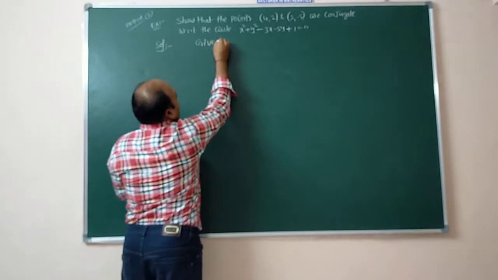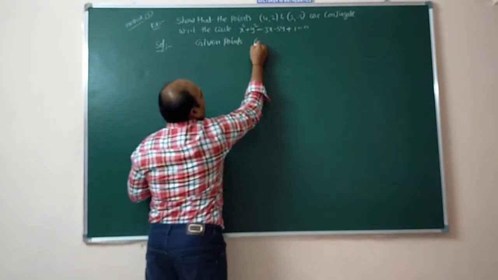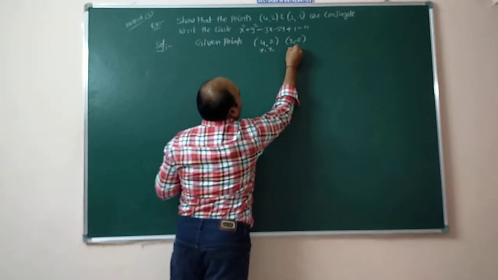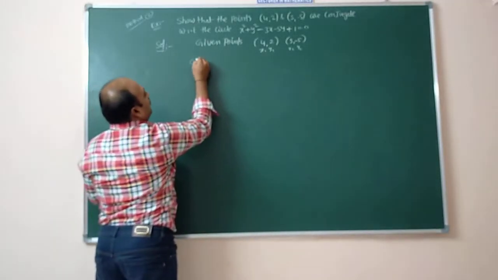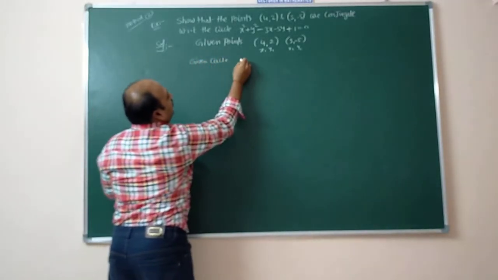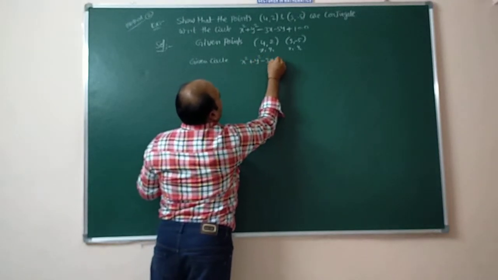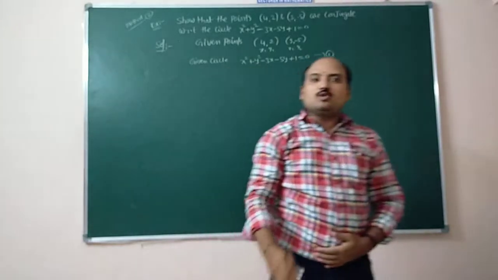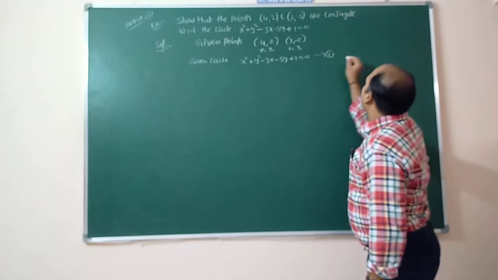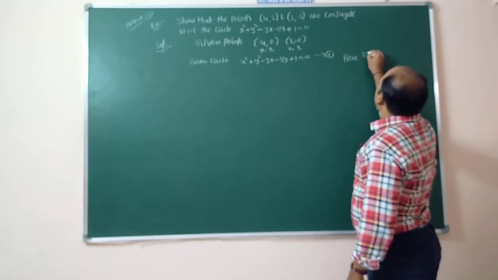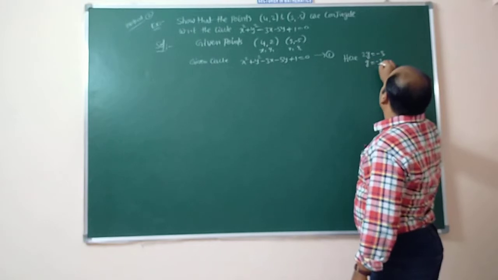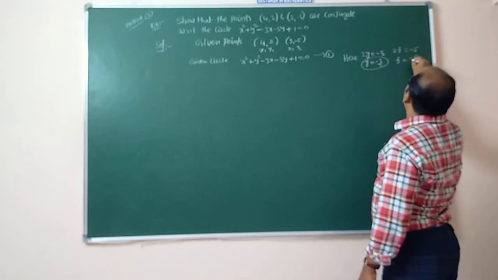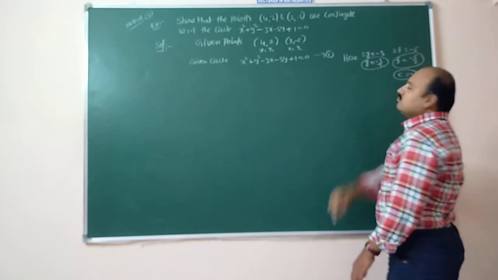Given points (4, 2) and (3, -5). Next, given circle x² + y² - 3x - 5y + 1 = 0. From this circle, calculate the values of g, f and c. Here, 2g = -3, g = -3/2. 2f = -5, f = -5/2. The c value is equal to 1.